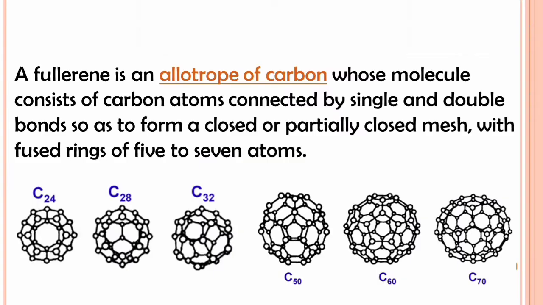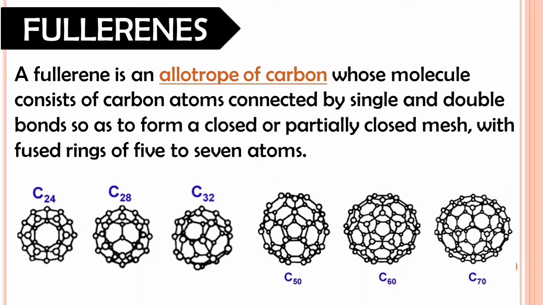Let's now examine another carbon allotrope, fullerene. A fullerene is a molecule which consists of carbon atoms connected by single or double bond so as to form a closed or partially closed mesh. So chemically, fullerenes are formed by the combination of large number of carbon atoms. The structures of some of the fullerenes are shown here. C24, C28, C32, C60, C50 and C70. The numbers 24, 28, 32, etc. indicate the number of carbon atoms present in that structure.